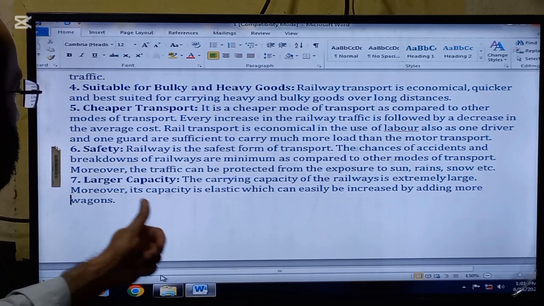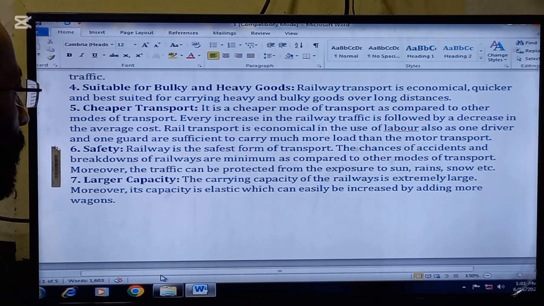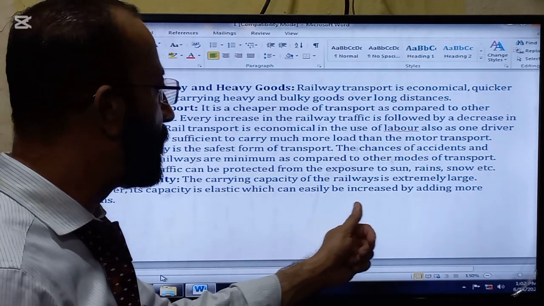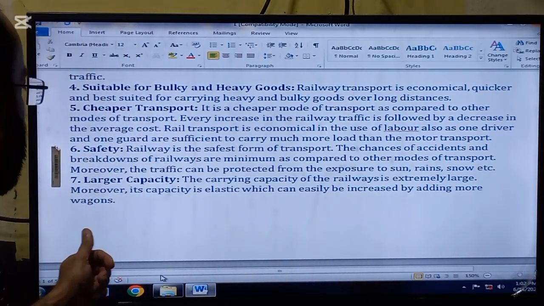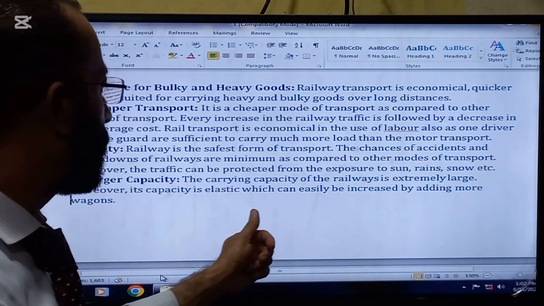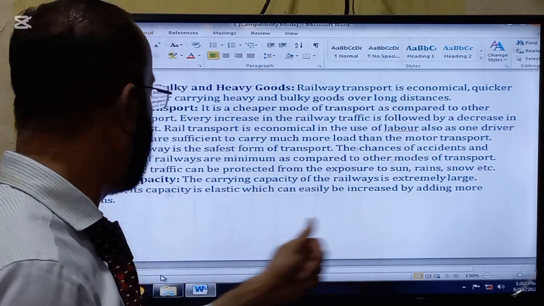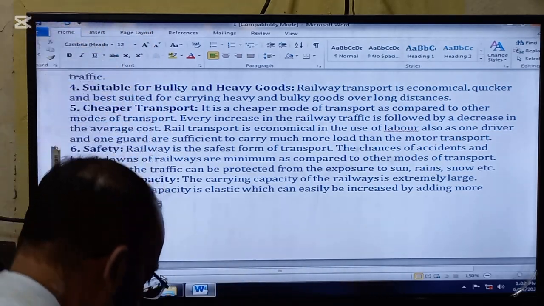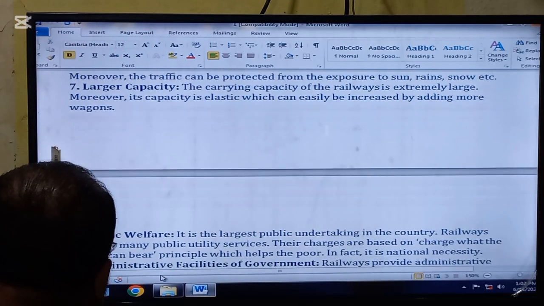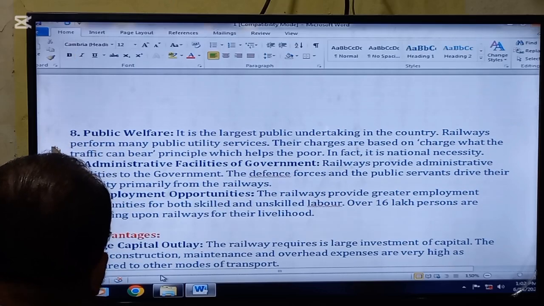Next is larger capacity. The carrying capacity of the railways is extremely large. Moreover, its capacity is elastic, which can easily be increased by adding more wagons. So you add more wagons, the capacity can be increased.